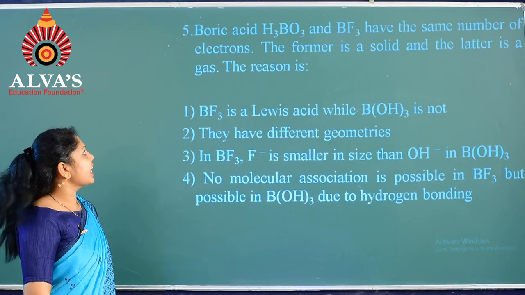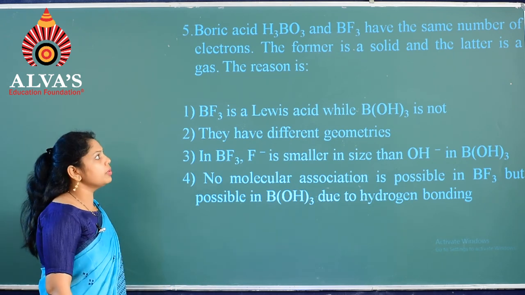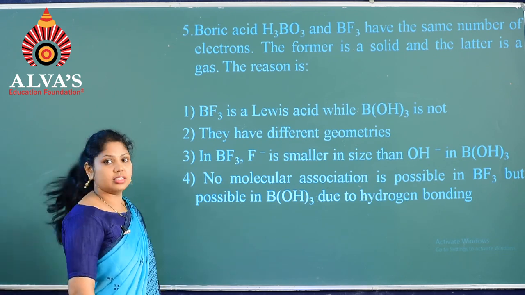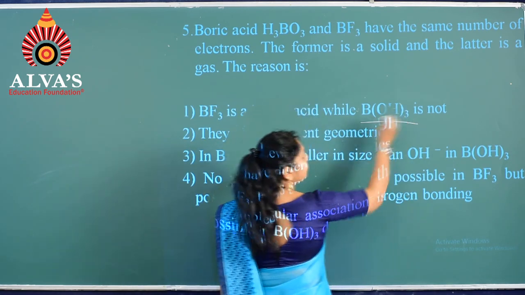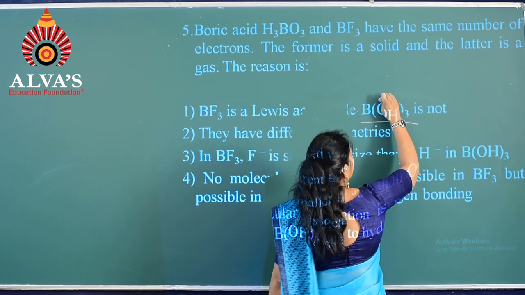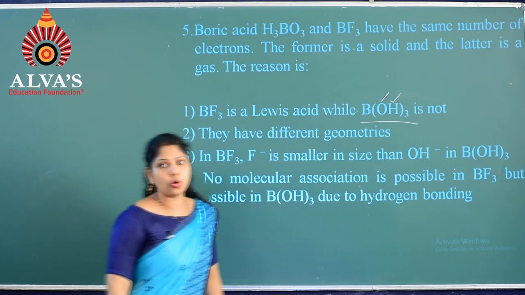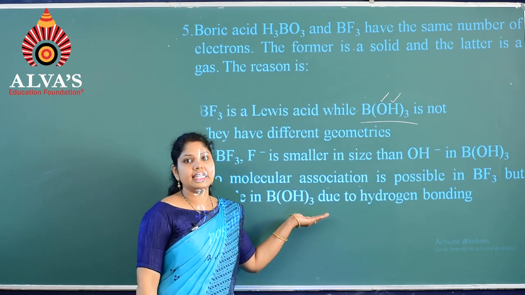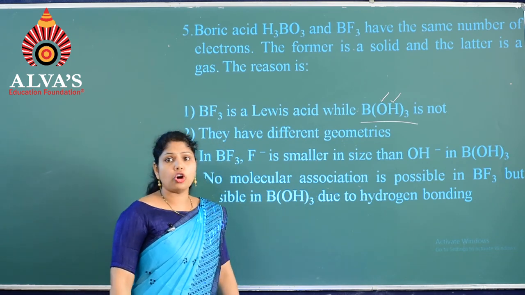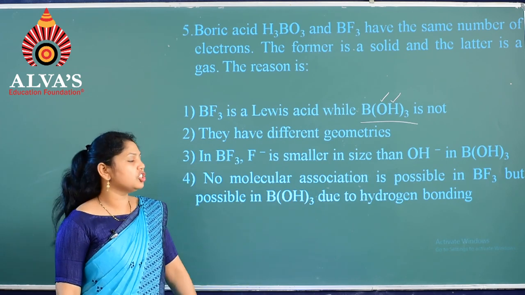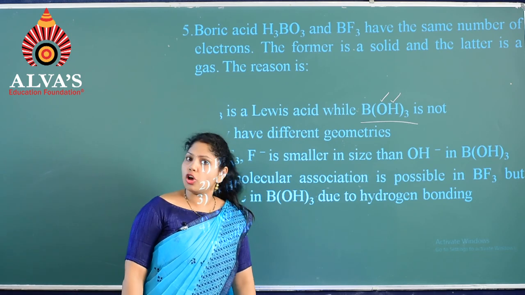Question number 5. Boric acid H3BO3 and BF3 have the same number of electrons. The former is a solid and the latter is a gas. The reason is, boric acid can also be written like this, B(OH)3. In this, the oxygen atom is highly electronegative and the hydrogen atom is highly electropositive. So due to the presence of this highly electronegative oxygen and highly electropositive hydrogen, there is strong intermolecular hydrogen bonding, due to which there is a molecular association. Hence, boric acid exists in the solid state.